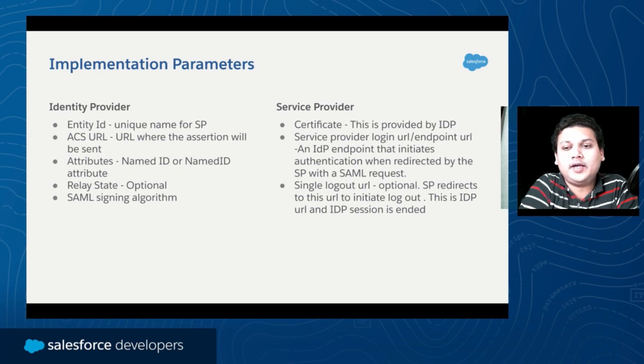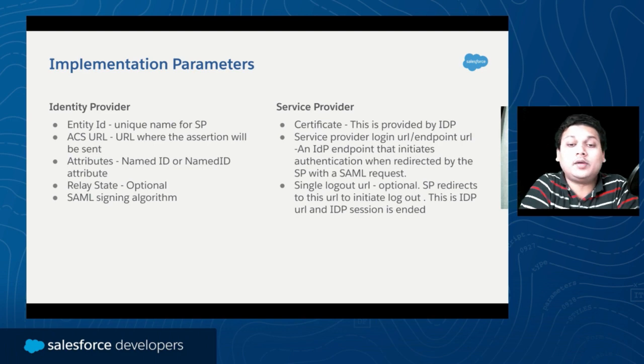Now on the service provider, we need a certificate which is provided by the IDP, so that the IDP knows that the SAML request is coming from the known service provider that it recognizes. You will see that we'll configure that in the service provider. Also, the service provider needs an IDP endpoint where it initiates the authentication. We will soon see that.